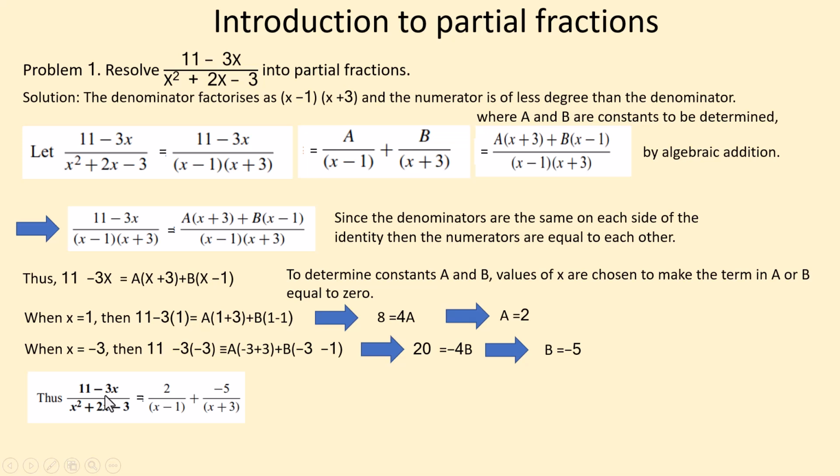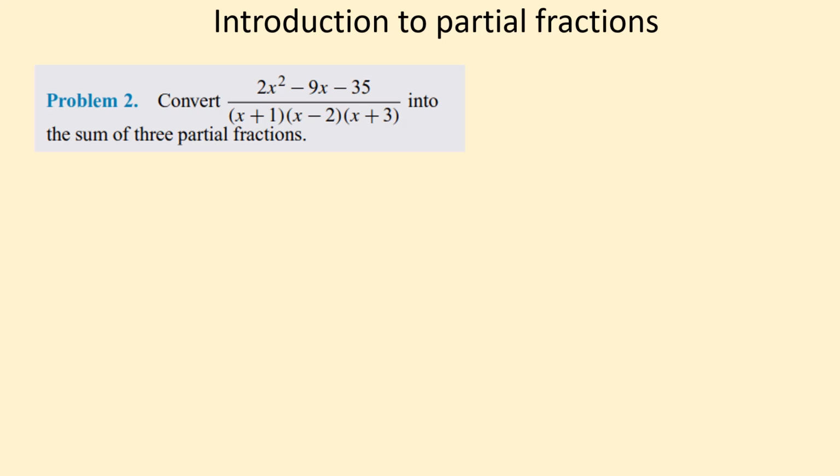Now (11 minus 3x) over (x squared plus 2x minus 3) equals 2 over (x minus 1) plus minus 5 over (x plus 3). Also, it equals 2 over (x minus 1) minus 5 over (x plus 3). That is the answer. Let's give you some examples. You can practice and find the solution and compare the solution with mine.